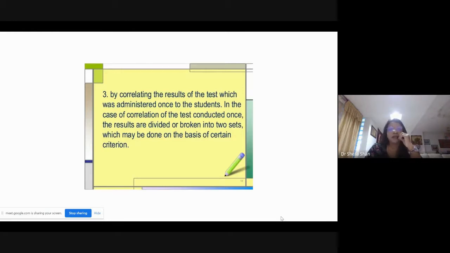Okay, by correlating the results of the test which was administered once to the students. In the case of the test conducted once, the results are divided and broken into 2 sets, which may be done based on a certain criteria. Okay, you have 20 questions there, so you split the questions into 10 and 10. And then you test the reliability of the 10 questions and you test the reliability of another 10 questions. So you have 2 sets here and see whether the reliability is still high.